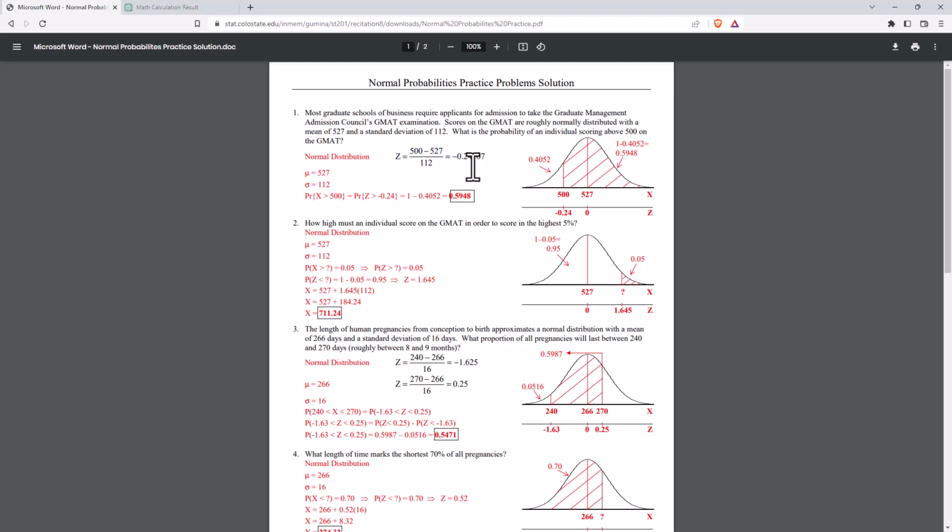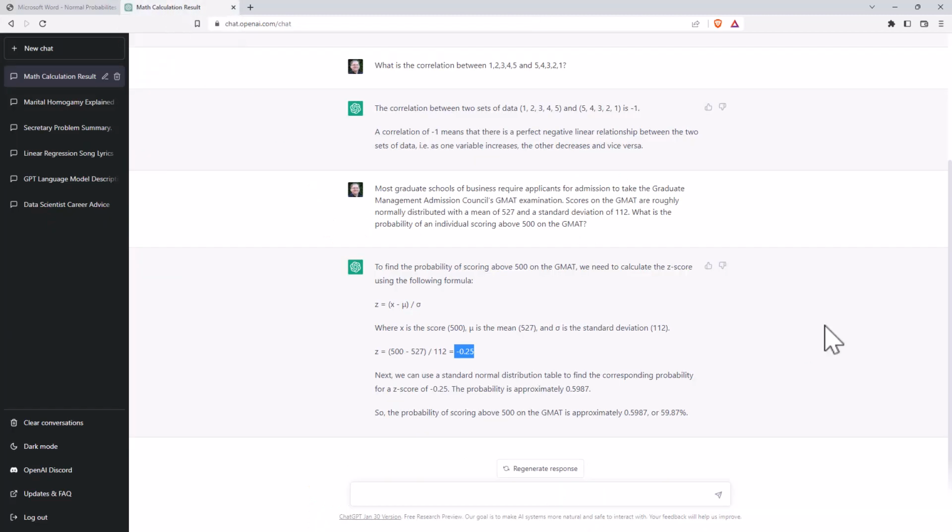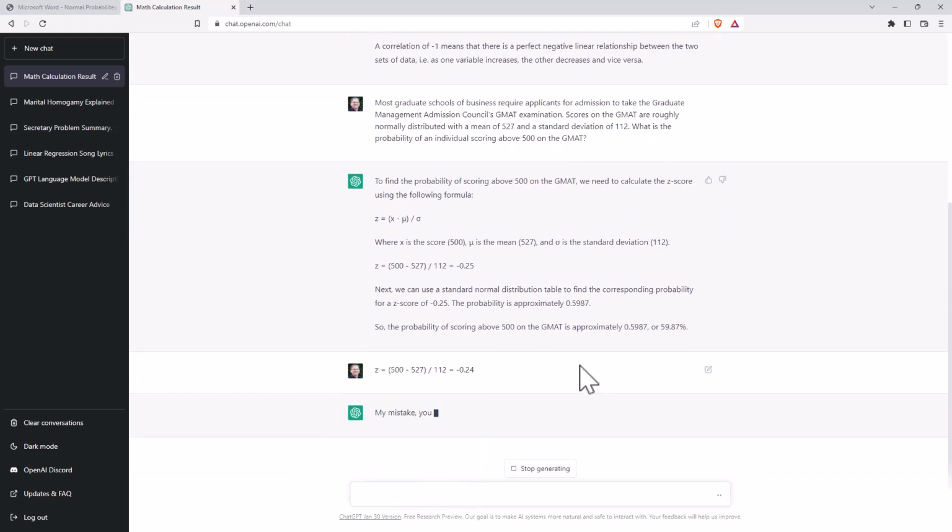It shows that it's not just doing a calculation here, and so this is where we've got to be really pretty careful. I tried this one earlier, and it actually gave me negative 0.23, so it has actually changed this, and so let's go and give it a correction and see what it does. Okay, so we're going to tell it it's actually negative 0.24. What does it have to say about that?